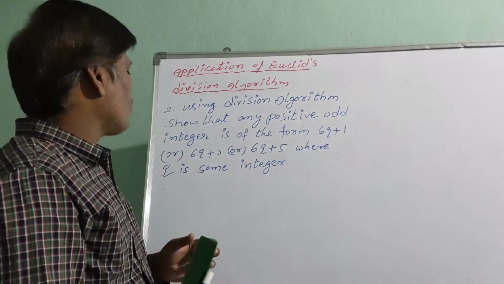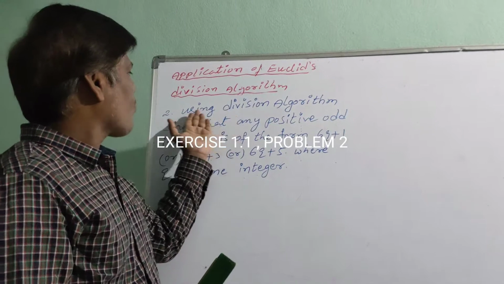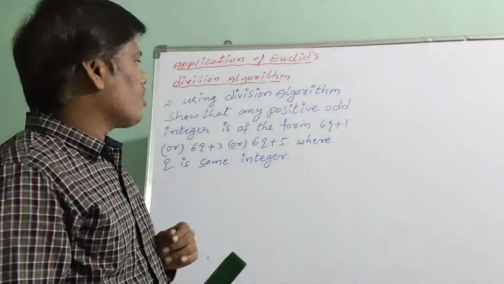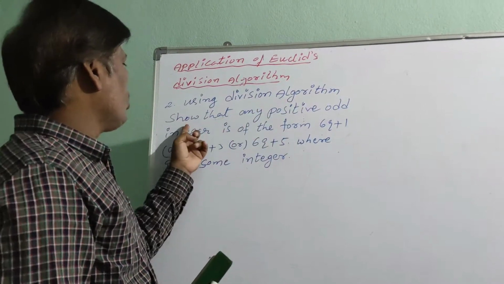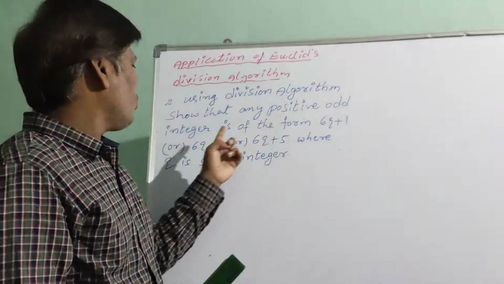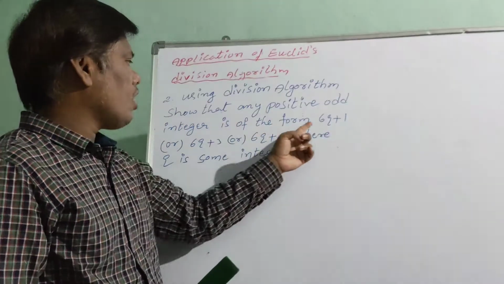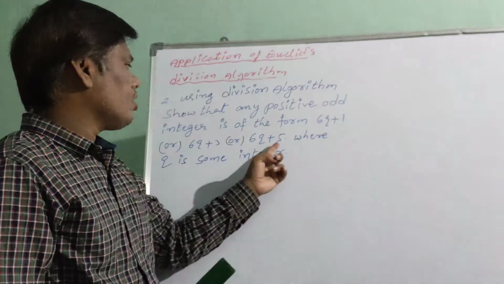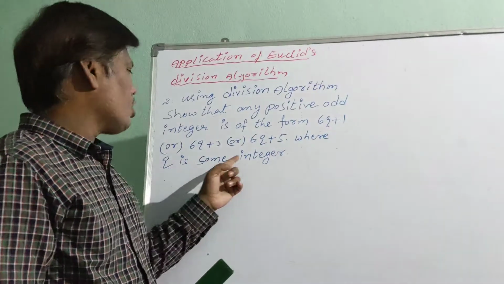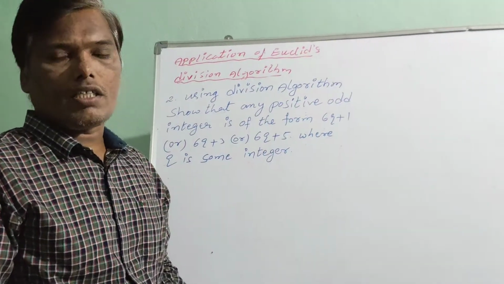So what is that exercise 1.1? In exercise 1.1 we are going to discuss the second problem. Using division algorithm, show that any positive odd integer is of the form 6q plus 1 or 6q plus 3 or 6q plus 5, where q is some integer.